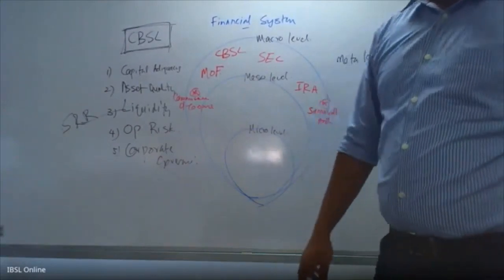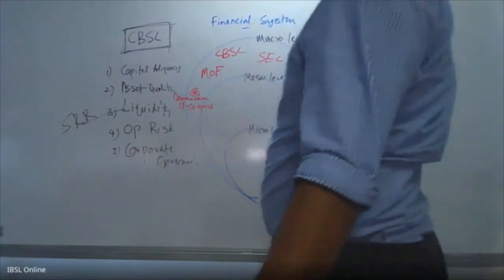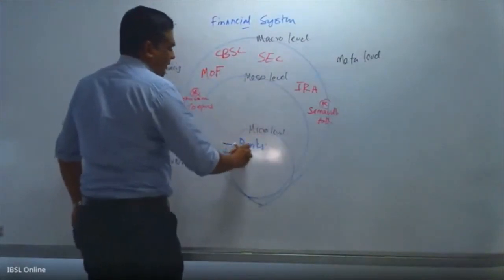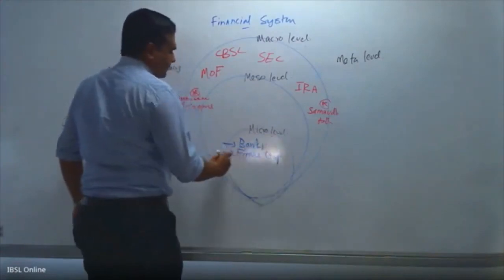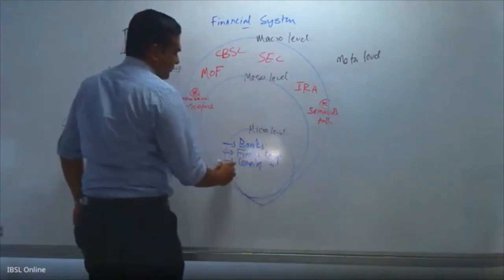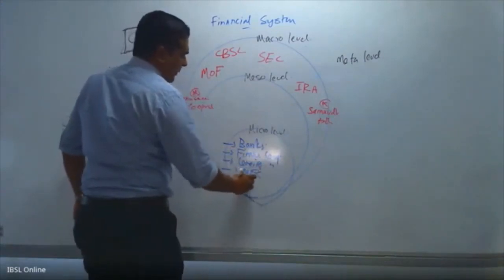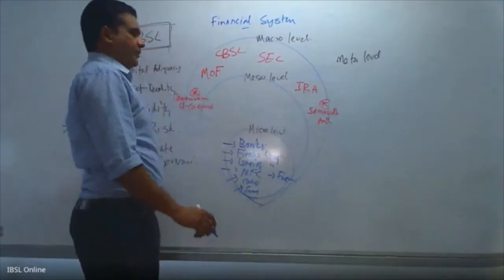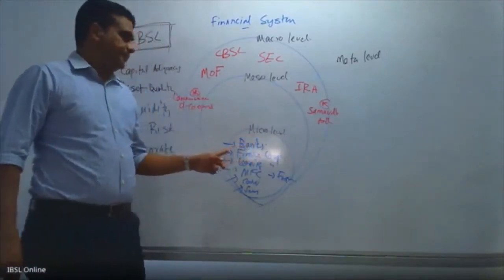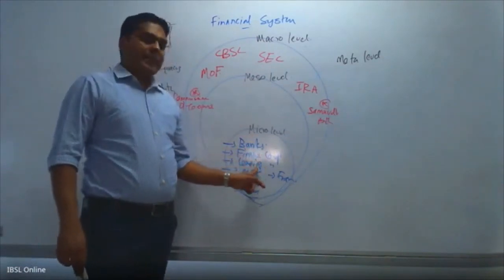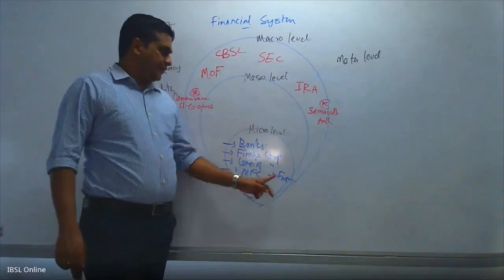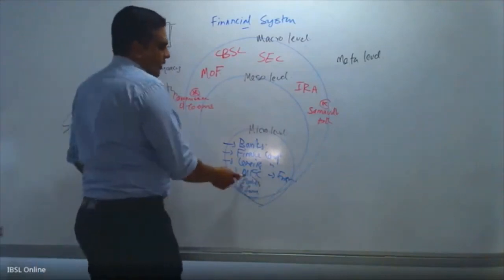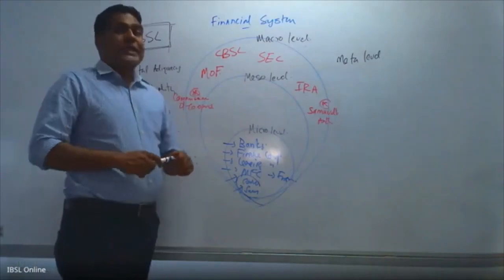So what are these institutions? The main one is banks, finance companies, leasing companies, microfinance companies, insurance companies, and cooperatives, which are again a very small segment. So these are the financial service providers.